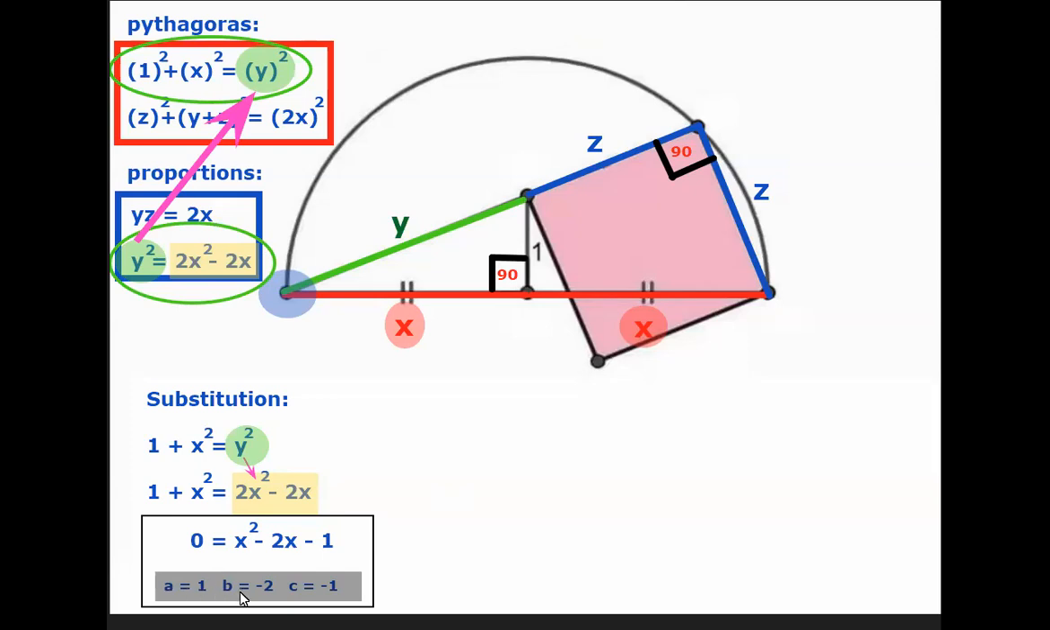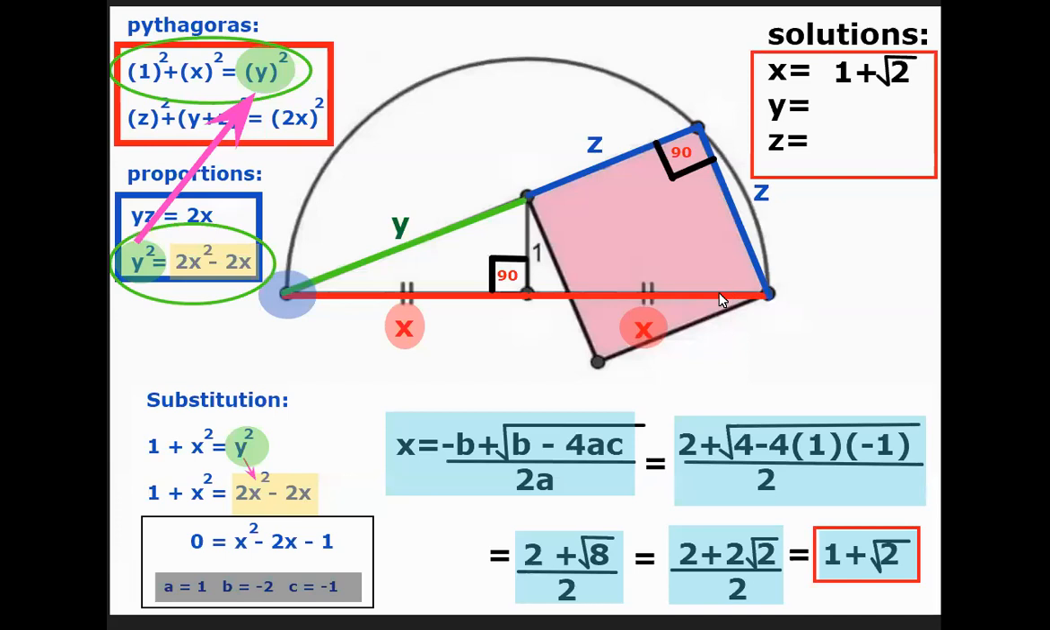Here the coefficients are a equals 1, b equals -2, and c equals -1. So using the quadratic formula, x equals -b plus or minus the square root of b squared minus 4ac, over 2a. We get 2 plus or minus root of 4 plus 4, over 2, which is 2 plus root 8 over 2. Now I didn't write down the negative solution because 2 minus root 8 would give us a negative distance. And since we're in 2-dimensional geometry, that's extraneous. We don't need to use that. So root 8 is the same as root 4 root 2.